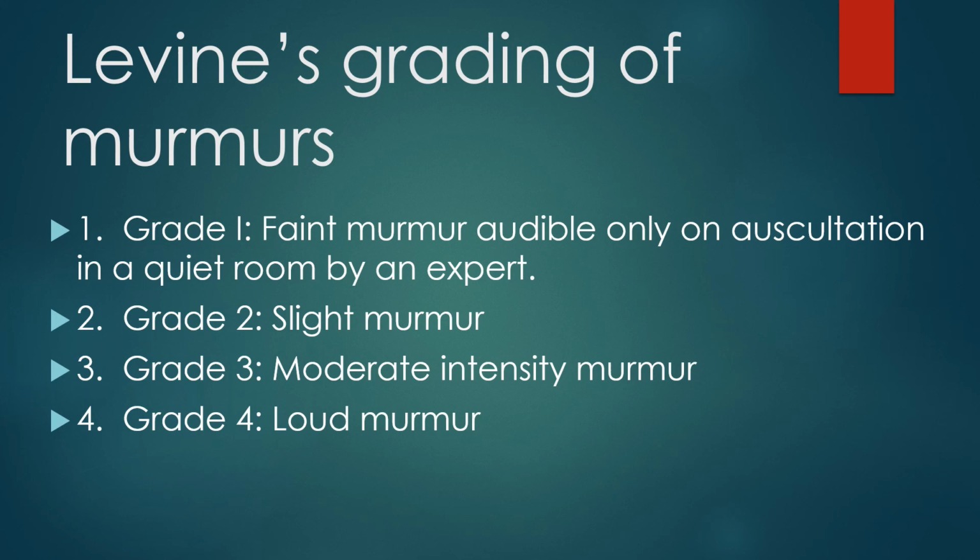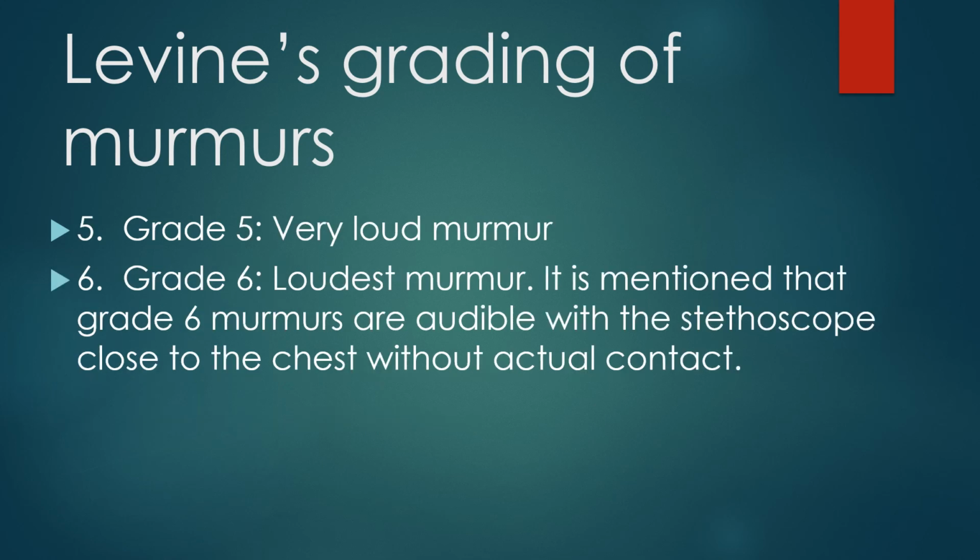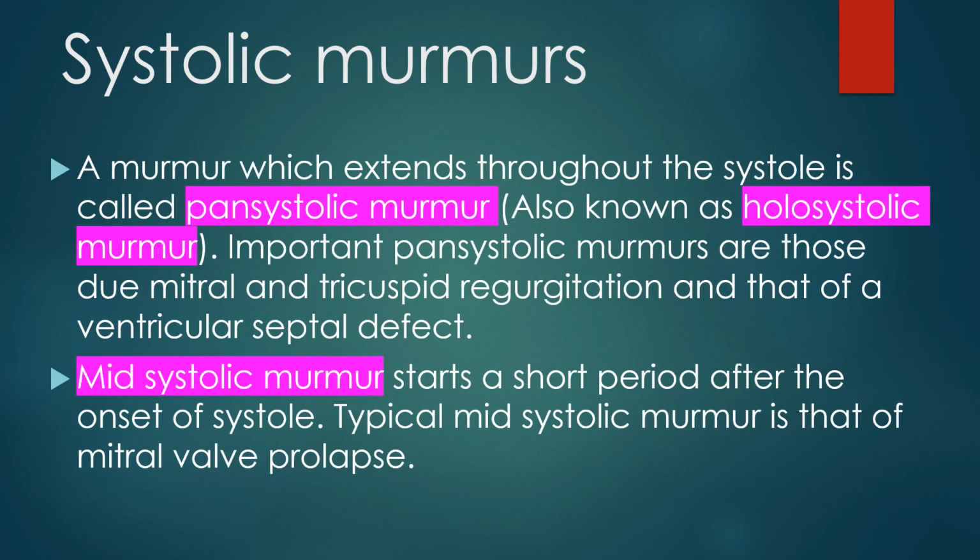Grade 3, moderate intensity murmur. Grade 4, loud murmur. Grade 5, very loud murmur. Grade 6, loudest murmur. It is mentioned that grade 6 murmurs are audible with the stethoscope close to the chest without actual contact. A murmur which extends throughout the systole is called pansystolic murmur, also known as hollow systolic murmur.